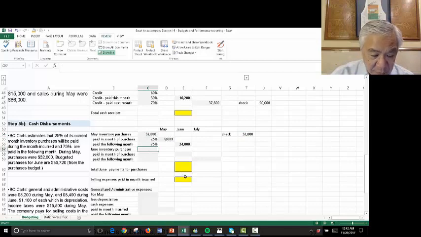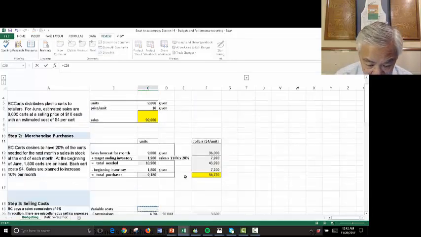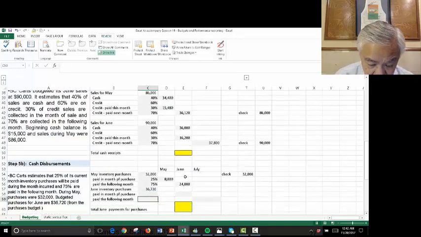So the amount of inventory purchases in June, 36,720. By the way, I don't have to do that. I could just do plus and go up on top, and it's right here. Purchases in the month of June, we derived it, 36,720. And the percentages will be the same, 0.25, 0.75.